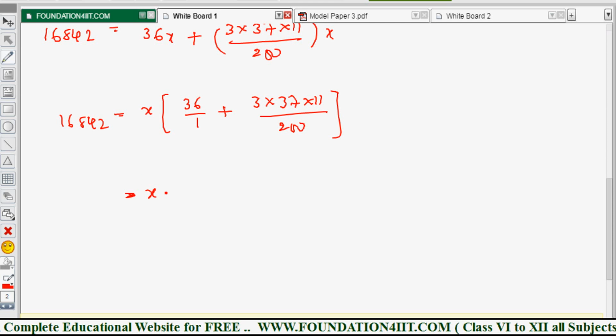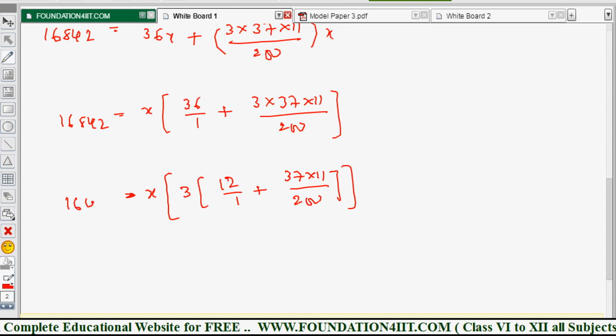So I'm taking these values now. Let us calculate these ones. To make the calculation simple, instead of taking a lot of multiplications, just try to take 3 common. It will become more simple. That is 12. Okay, 12 is 36. 12 by 1 plus, here 3 is common, right? So 37 into 11 by 200.